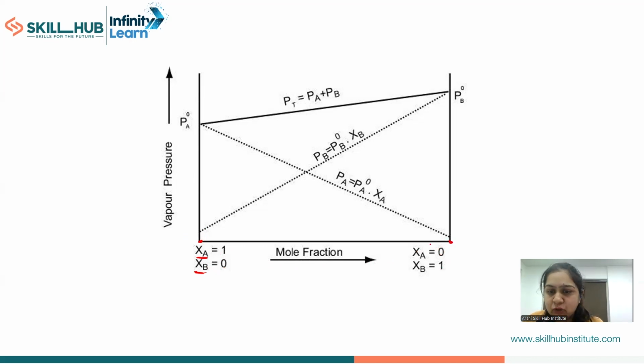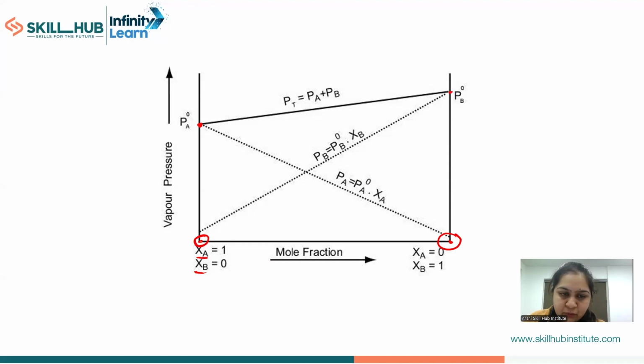Okay, so basically these 2 points signify pure liquid A and pure liquid B. Now, since this point signifies pure liquid A, here the vapor pressure will be that of pure liquid A, that is PA naught. PA naught is nothing but the vapor pressure of pure liquid A. And this point signifies pure liquid B, so the vapor pressure over here will be the vapor pressure of pure liquid B. Okay, now what does it state?